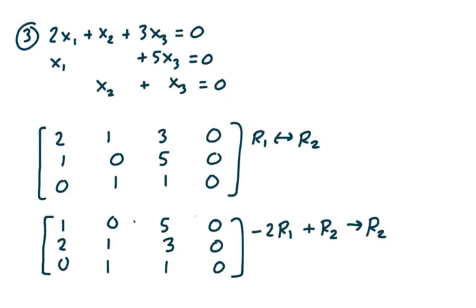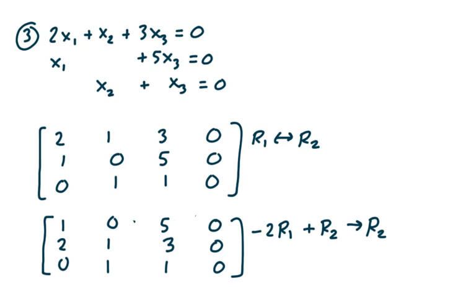Let's take a look at 3. Suppose I'm given 2x1 plus x2 plus 3x3 equals 0. x1 plus 5x3 equals 0. x2 plus x3 equals 0. Setting up my augmented matrix, I get the matrix 2, 1, 3, 0, 1, 0, 5, 0, and then 0, 1, 1, 0. So I'm going to take row 1 and interchange it with row 2 so I can get a leading 1 in the first row.